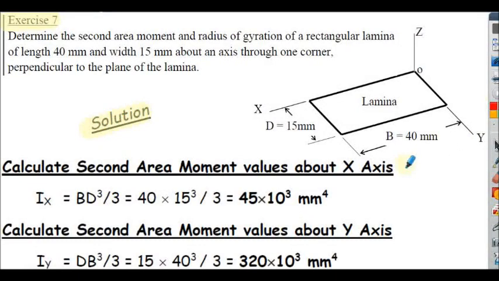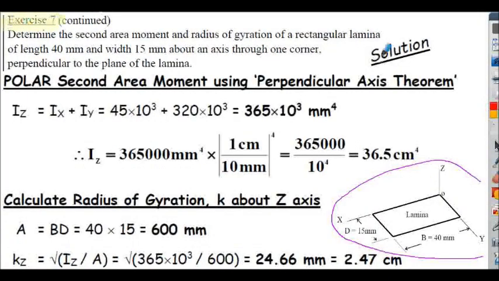I'm going to let you review this now at your own pace. We're essentially trying to calculate the polar second moment of area, so we need to calculate the Ix, calculated here, and the Iy, calculated here. Exercise 7, solution continued. Here's a calculation for the polar second moment of area using the perpendicular axis theorem.